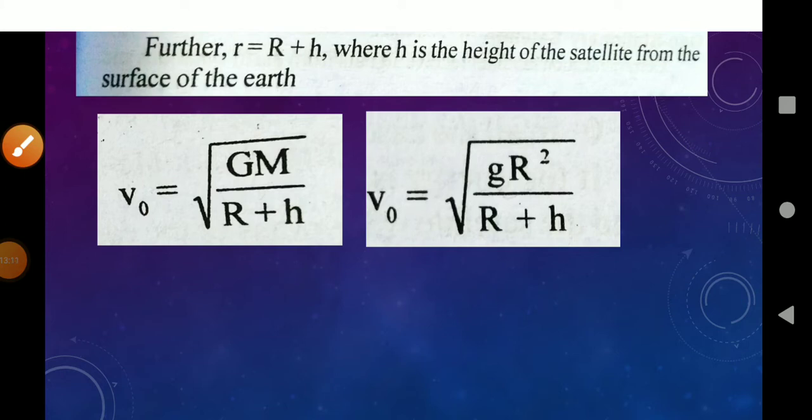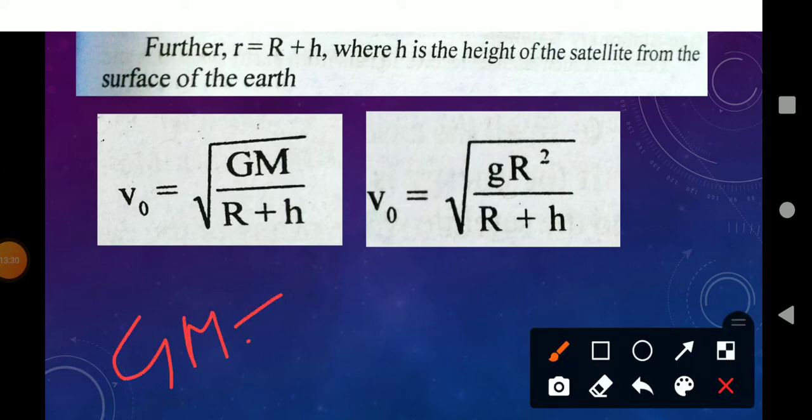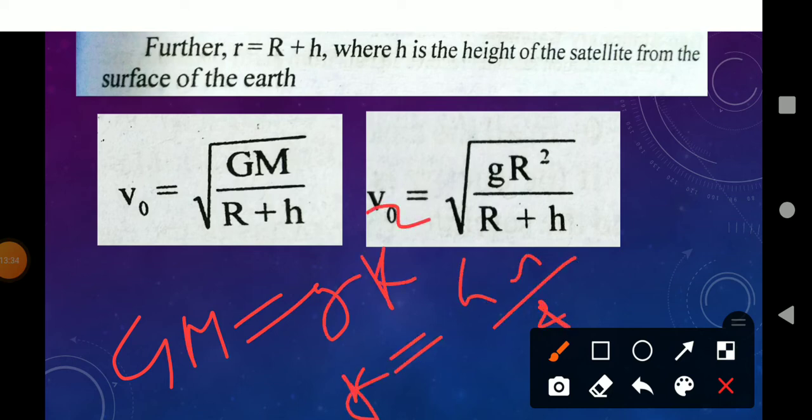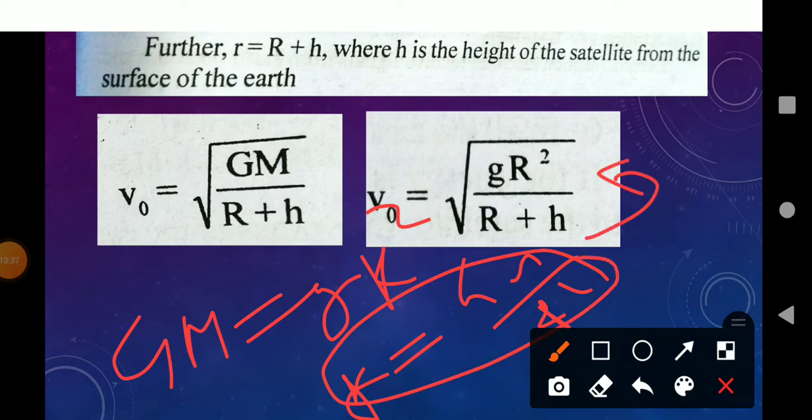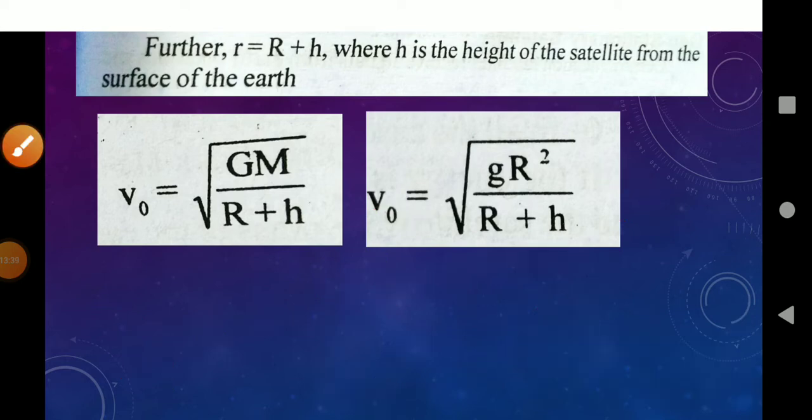So small letter r can be written as R plus h, where h is the height of the satellite from the surface of earth. So v naught is equal to root GM by R plus h. We can rewrite it as GM equal to gR square, since the acceleration due to gravity g is equal to GM by R square. By substituting this we get v naught is equal to root gR square by R plus h. Here capital R implies the radius of the earth.